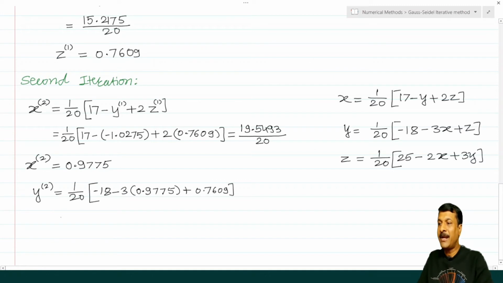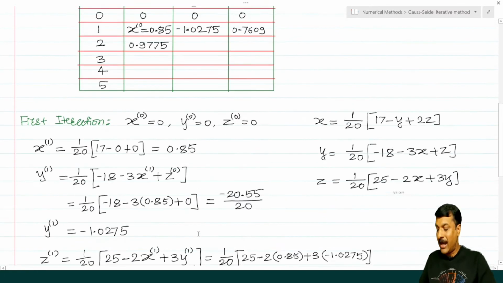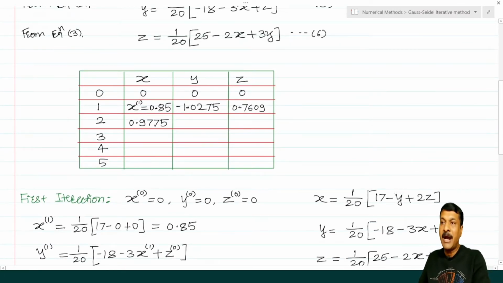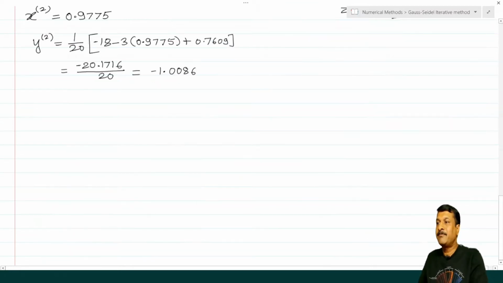So by calculator I will get the value. So I am getting here minus 20.1716 whole divided by 20, and that is equal to minus 1.00858, which means 86. So the recent value of y you write here is minus 1.0086.